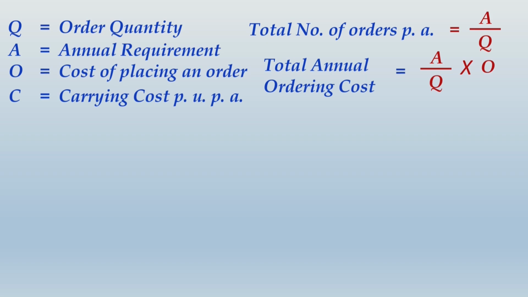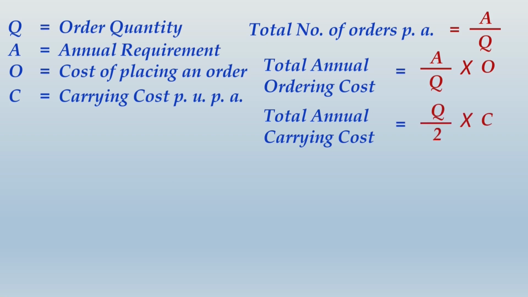Now do you recollect how we calculate total annual carrying cost? We calculate it by dividing the order quantity by 2. By dividing the order quantity by 2, we get the average inventory, and order quantity divided by 2 should be multiplied with this component C, that is carrying cost per unit per annum. So we get Q by 2 into C as your total annual carrying cost.